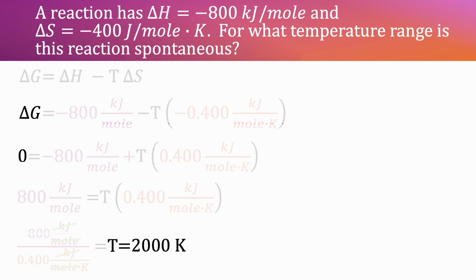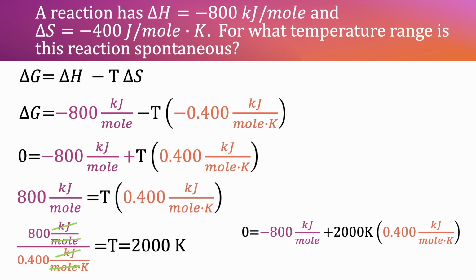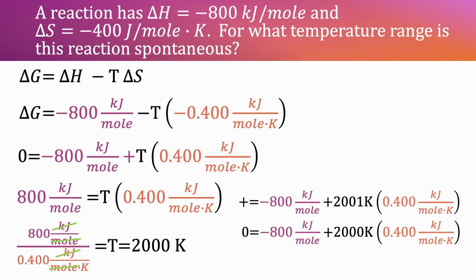So to do that, just remember where you started off with the initial equation, but go ahead and plug the 2,000 kelvins in for temperature, and say, what if I made it a little bigger? What if I made it 2001 kelvins? Well, that 2001 kelvins being multiplied by a positive 0.4 would make that entire term a little bit larger, and a little bit larger than 0 will be a positive number.